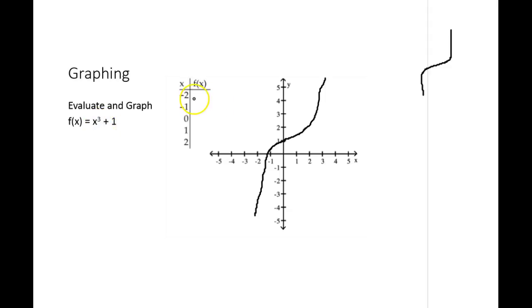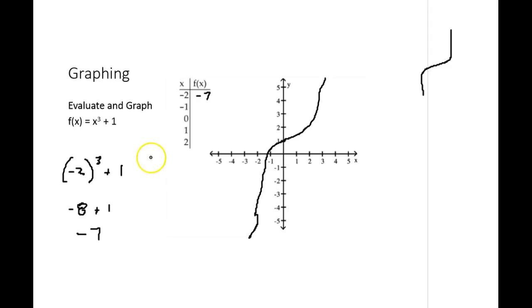Let's look at it. Negative 2 cubed plus 1. Negative 2 times negative 2 times negative 2 is a negative 8, plus 1 is negative 7. So at negative 2, you're going to get a negative 7. So it's going to be down here somewhere. Yeah, well, y'all can laugh at me. I can't hit that thing with my pen. It's going to be a smooth curve. So at negative 2, you're going to get a negative 7.